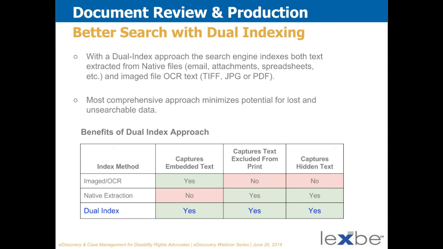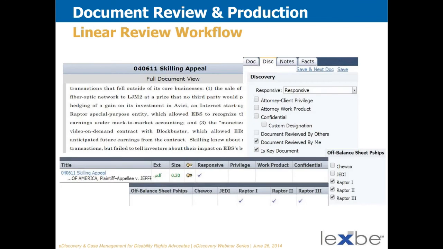headers, numbers that might not print. This doesn't require that anybody intentionally be trying to hide it. That just doesn't make it out of the file. What we do is we index both, so you get the best of both worlds of the text that would come out of an OCR version and the text that would come out of the native.